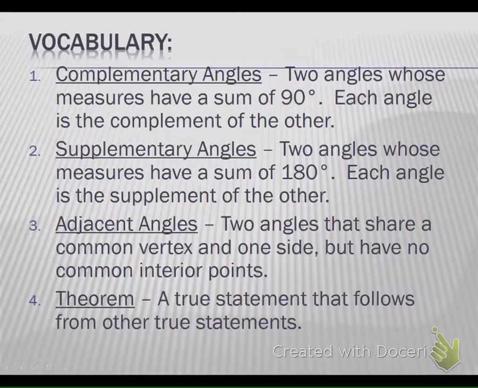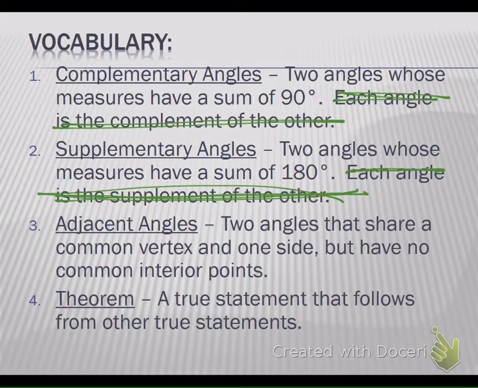So here are the vocabulary terms. I'm going to shorten these up just because we're on a short schedule. So you need to just write the first sentence for each. So complementary angles, you need to know that they add to 90. Supplementary, you need to know that they add to 180. Adjacent angles, yep, you need all that. And then, yep. So that's about all we can cut out. We'll talk in detail about all of them more in just a second. But for now, I'll just give you a few minutes to write.